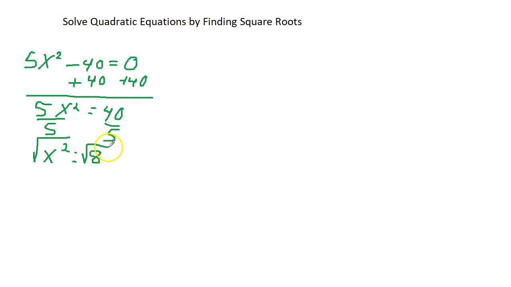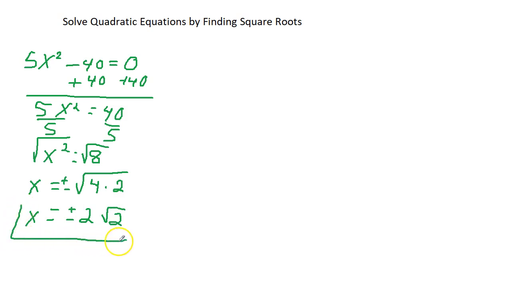All right, you might say, well, wait a minute, 8's not a perfect square. That's true. Square root of x squared is x. However, within 8, there is a perfect square. I can break 8 down into 4 times 2. The square root of 4 is 2. So x equals, and I want to put plus or minus here because there's a positive and a negative. So square root of 4 is 2, and this 2 stays inside the radical. All right, so here is our answer to this problem.